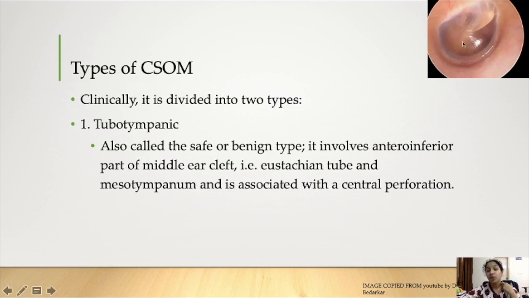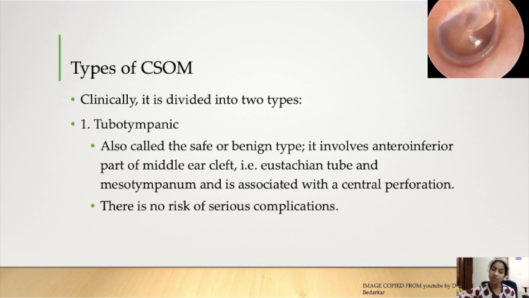It involves the antero-inferior part of the middle ear cleft, that is the eustachian tube and mesotympanum, and is associated with a central perforation. The mesotympanum is the portion below the tympanum. So it is known as the safe type, and it usually affects the antero-inferior part, the eustachian tube and mesotympanum, with a central perforation. Normally, there is no risk of serious complications.